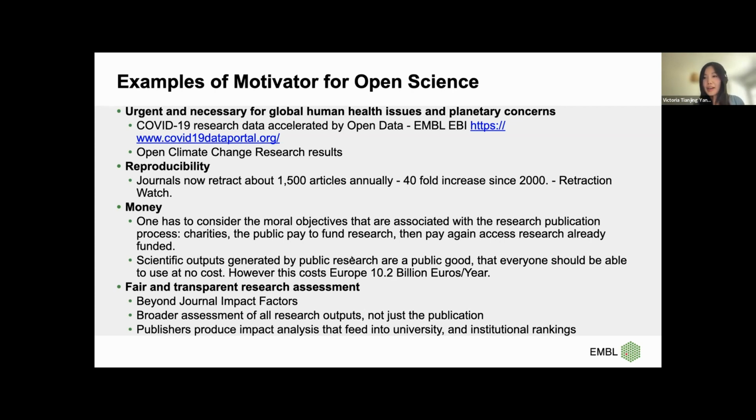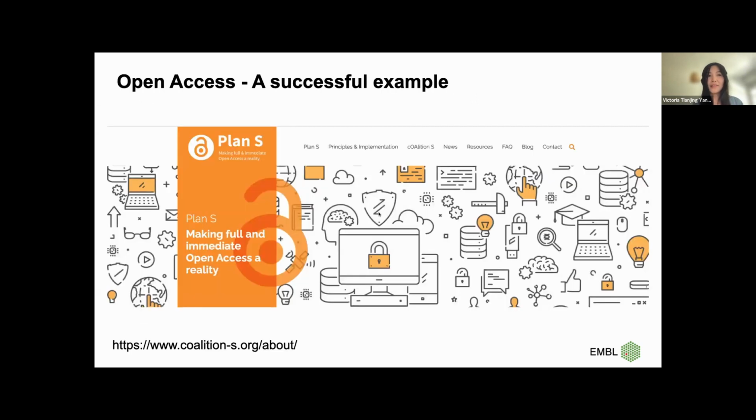After this brief overview, there are, of course, many other reasons to do open science. There's an exercise included in the course, sorry, that's actually down the line, where we can talk about your personal reason for doing open science. But meanwhile, the course included a great example of a successful open access campaign. I don't know if many of you have heard about Plan S.